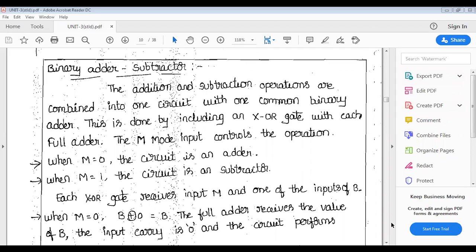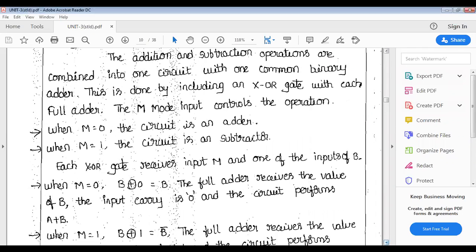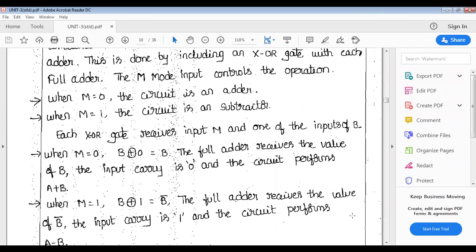And see here, when M is equal to 0, the B exclusive OR of 0 will get the B value. The full adder receives the value of B, the input carry is 0, and the circuit performs A plus B. It is nothing but an addition operation. The circuit performs the addition operation only.